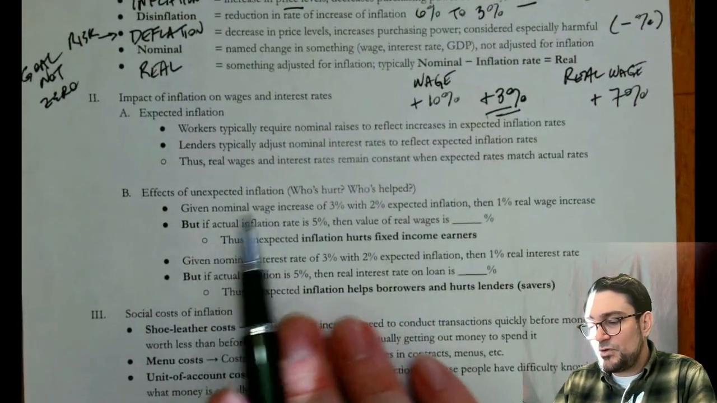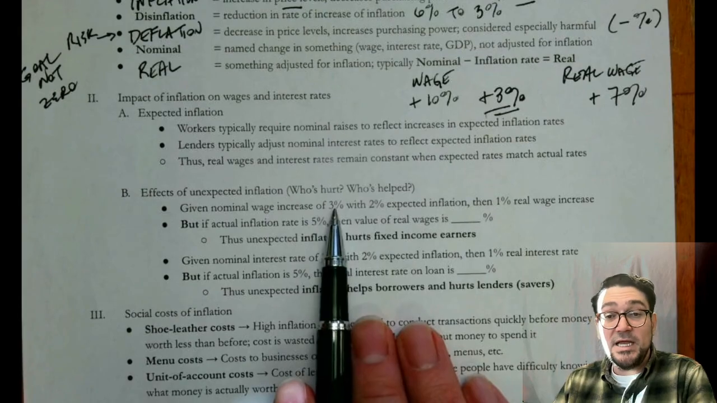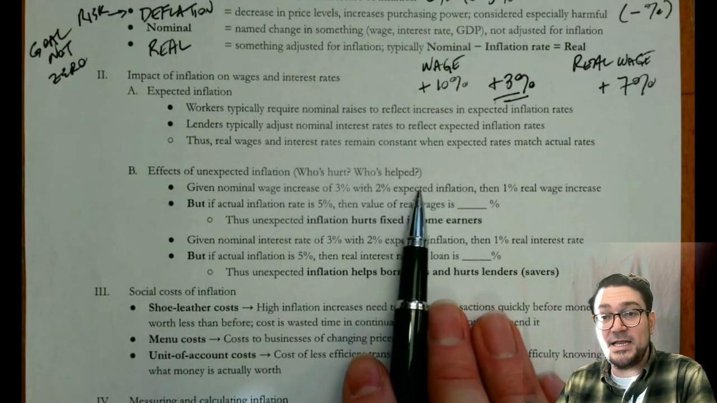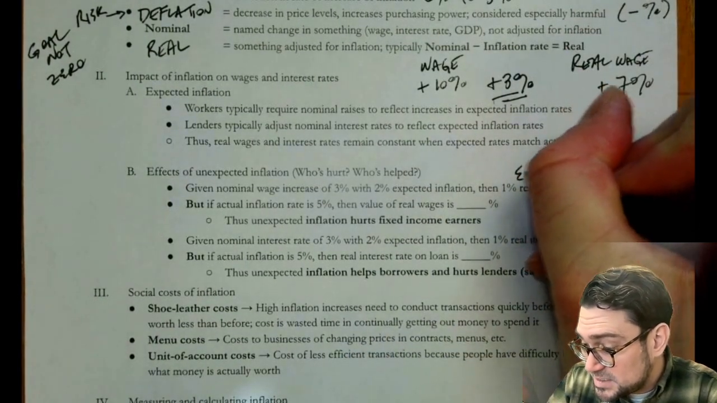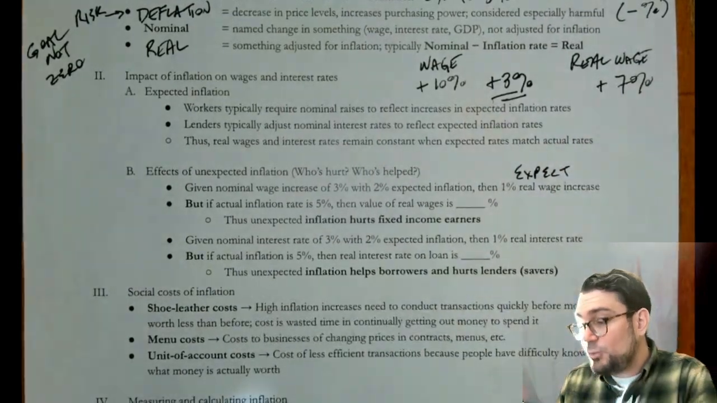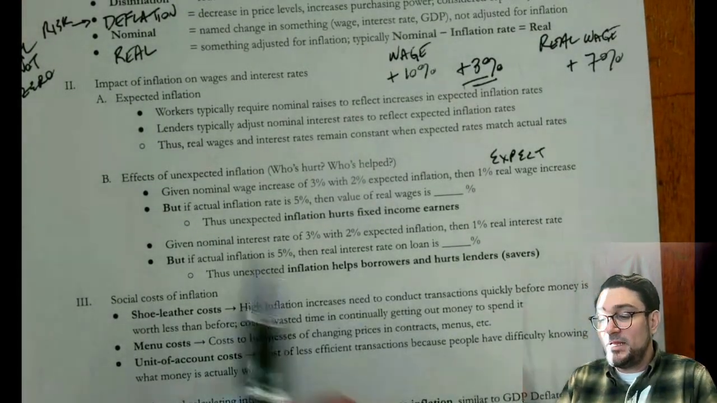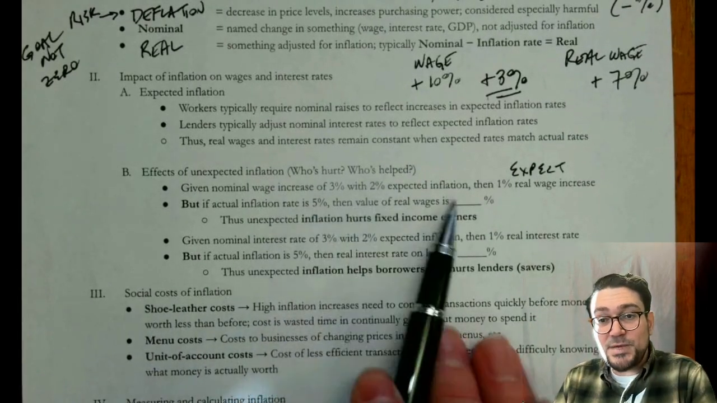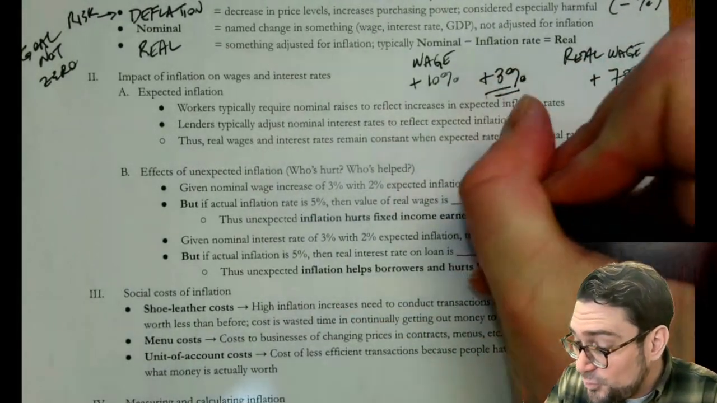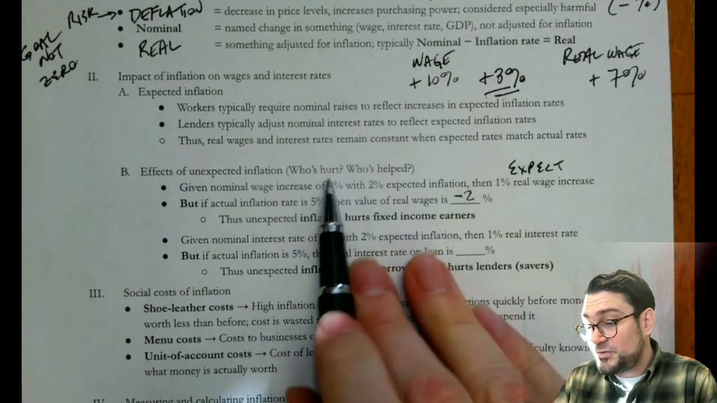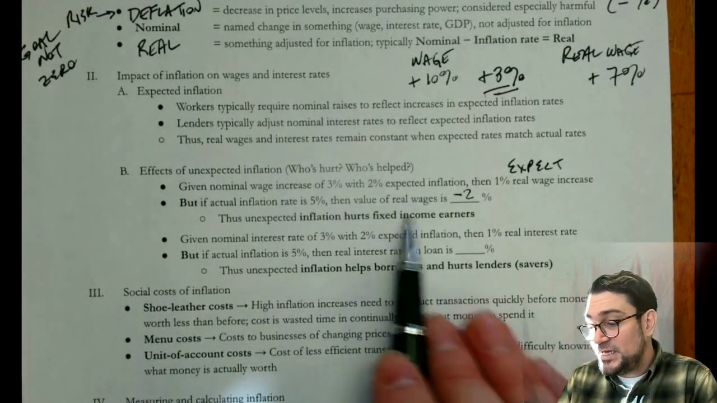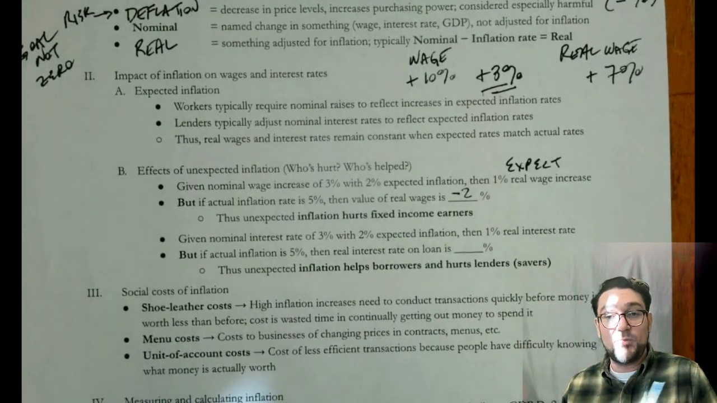Let's say that we gave you a nominal wage increase of 3%, and we expected to have a 2% increase in prices. We expected that. So we expect a 1% real wage increase, right? But if the actual inflation rate was 5% instead, well, what does that do? It makes my real wages actually negative 2%. Right? Because 3 minus 5 is negative 2. So the unexpected inflation hurt me as a fixed income earner, right?